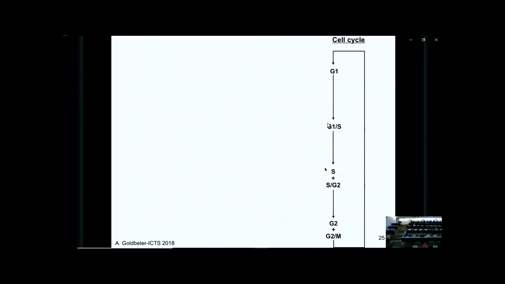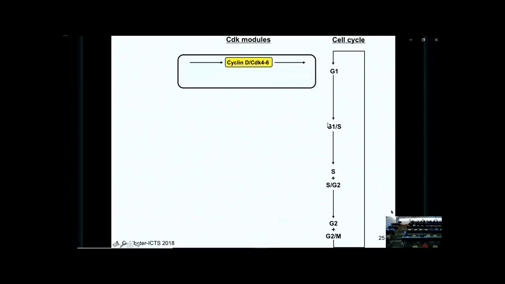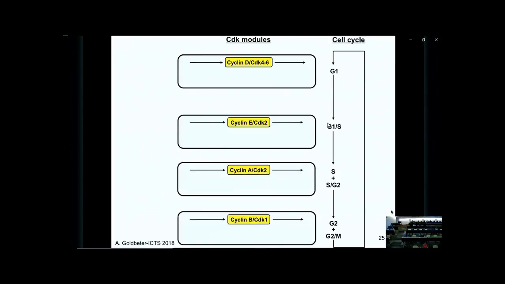On the right, you see the cell cycle, which is the succession of the four phases, G1, G1S, SG2, and G2M. You will see why it's decomposed like that, because we considered four CDK modules. The module cyclin D CDK4/6 controls G1, cyclin E CDK2 controls G1S, cyclin A CDK2 controls SG2, and cyclin B CDK1 controls G2 and the G2M transition.